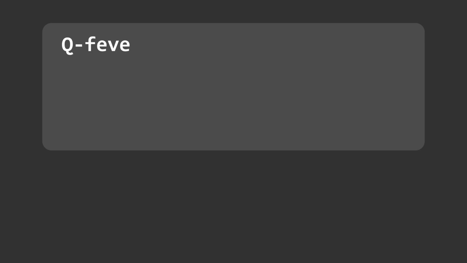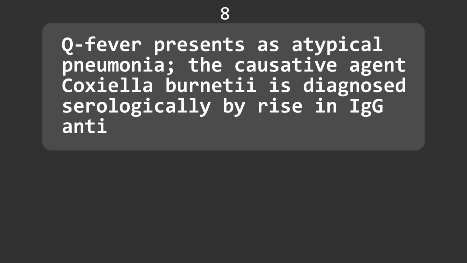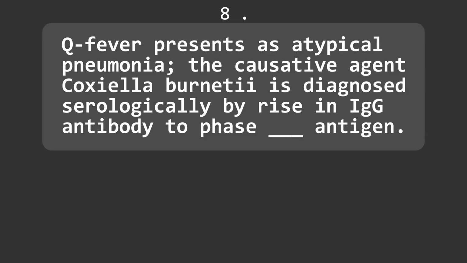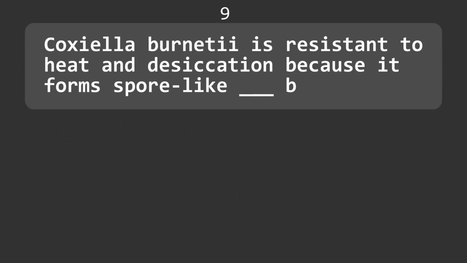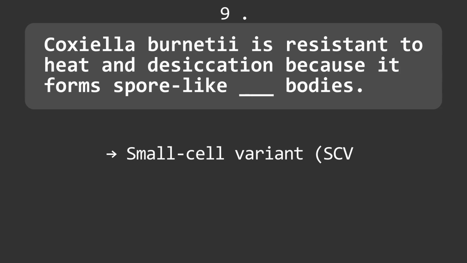Q fever presents as atypical pneumonia. The causative agent Coxiella burnetii is diagnosed serologically by a rise in IgG antibody to phase II antigen. Coxiella burnetii is resistant to heat and desiccation because it forms spore-like bodies, the small cell variant, SCV.